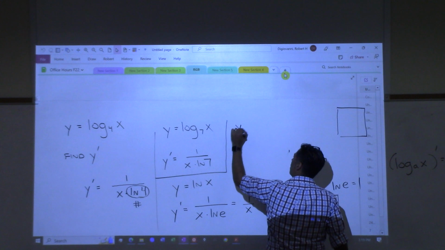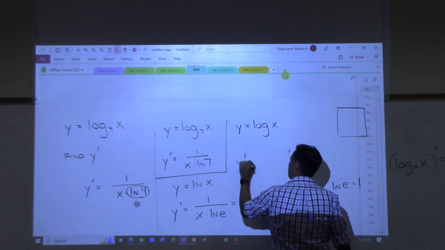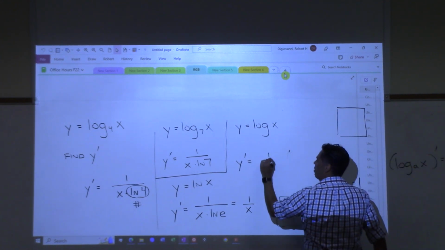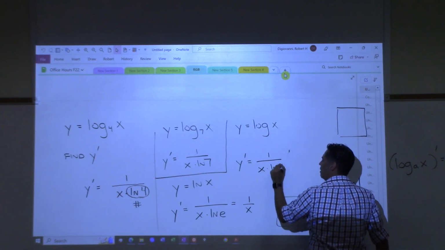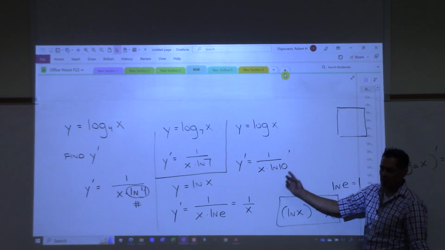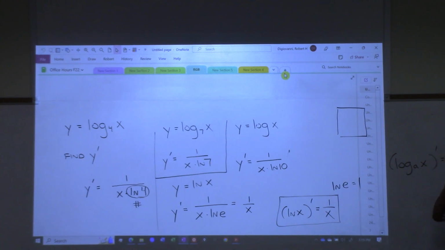Here's another one. What about log of x? What's the derivative of that? What's the base of this one? 10, right? So it should just be 1 over x times natural log of 10. And unfortunately, natural log of 10 is not 1, so we're just going to leave it there. That's just some number. We don't know exactly what it is. We get on our calculator and figure it out.